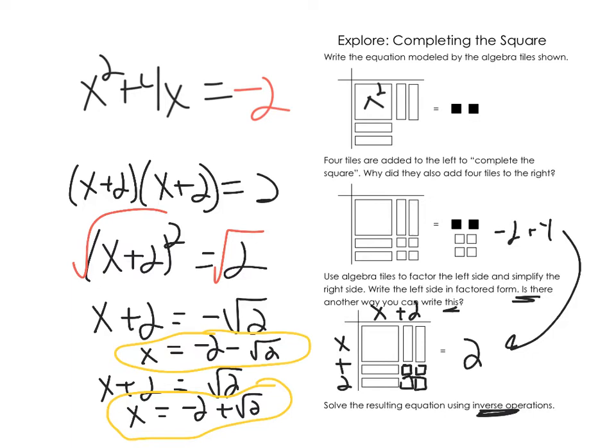Okay, so that's kind of where we're going with this: completing the square, adding tiles in to make the square. To make this be a square, we're completing it. Square, right? Well, what am I doing? Root.